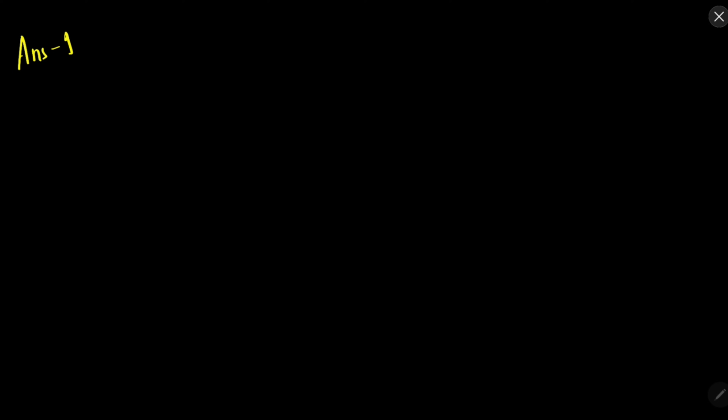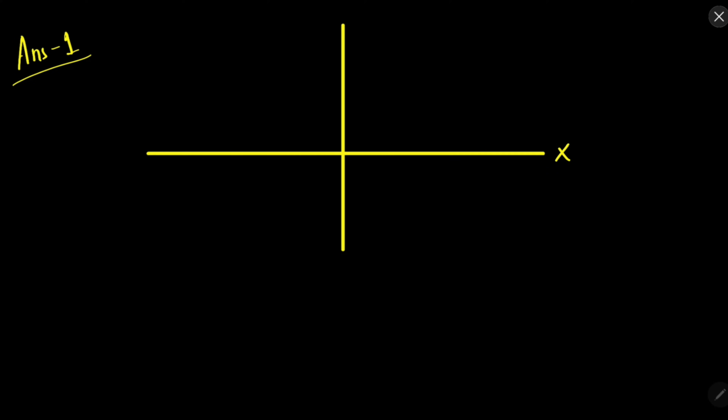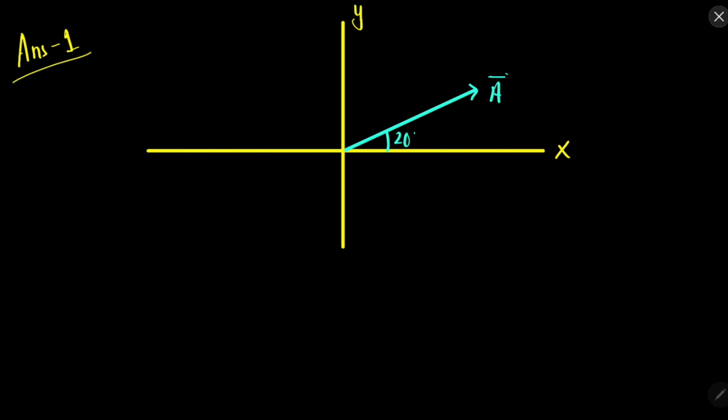So for the first question, let's first try to draw the diagram. Let's say we have two axes, x and y. This is our x-axis and this is our y-axis. It is given that A is making 20 degrees with the x-axis, so let's say this is approximately 20 degrees, and B is making approximately 110 degrees. This is vector B. We have to find the resultant, which will be in this particular direction, approximately like this.